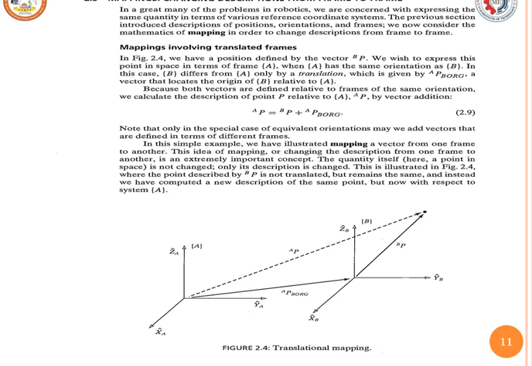Further, from frame to frame, changes are going to happen. Here mapping involves translated frames. We keep on translating the position from one place to another place. Vectors are defined relative to frames of the same orientation. The description of the point P relative to A is indicated as AP by vector addition. So AP is equal to BP plus A, B, PB, ORG, with respect to the origin. Simple mapping is carried out.